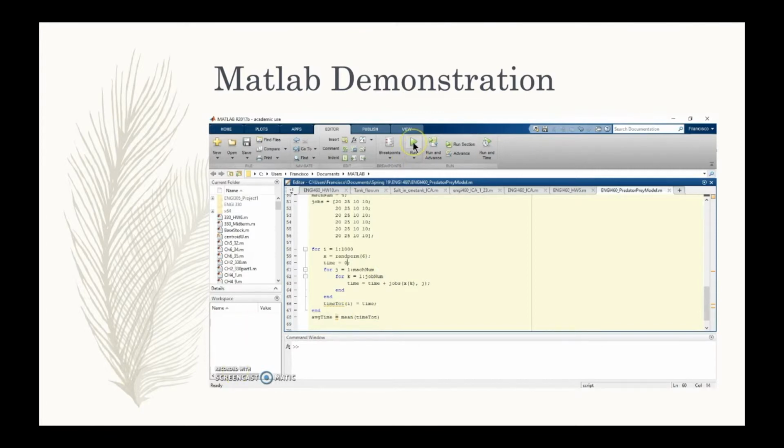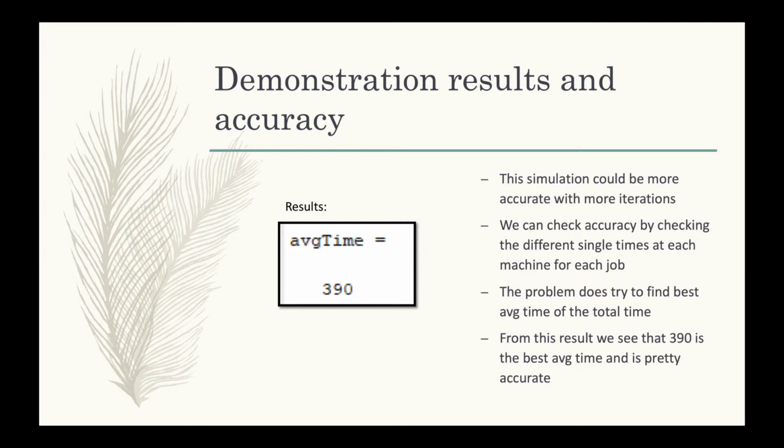And we'll just hit run section to run the code and just wait a little bit for it to show the average time of the total time. We should get an average time, we get an average time of 390. From the demonstration, we could see that the average time came out to be 390.